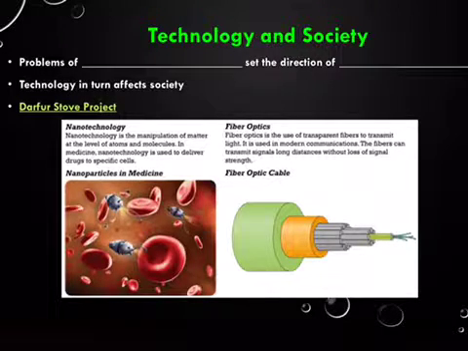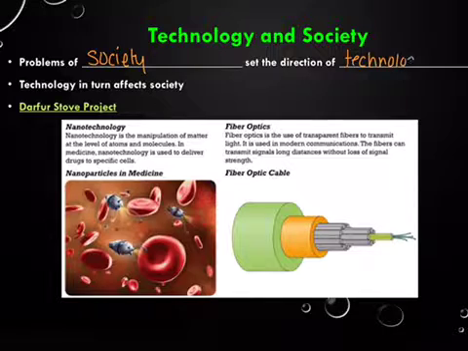Lastly, science, technology and society. Technology looks to solve the problems of society. So the problems of society set the direction of technology. So then technology in turn affects society. So when society has a problem, the engineers of technology create new technology pieces in order to solve these problems.